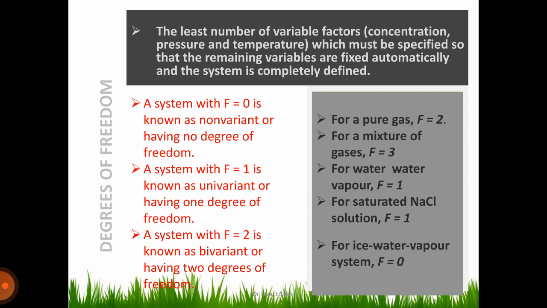For ice water vapor system, it is triple point. Recall that triple point. When you say triple point, it exists only at a particular temperature, pressure and concentration. You don't have to talk about any variable. It's understood. So it's a non-variant system, or 0 degrees of freedom.